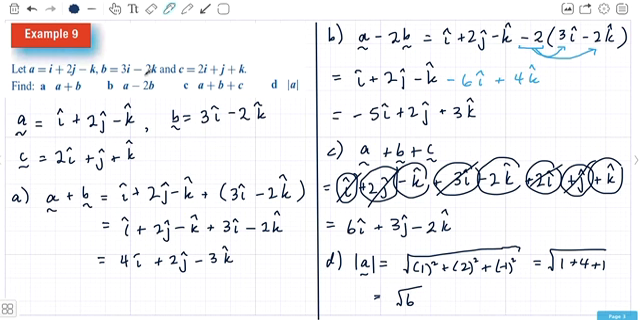So adding and subtracting, just being careful with your signs, and for the magnitude, just remembering your formula. Part in front of i squared, the part in front of j squared, the part in front of k squared, and the square root of all those things added together.